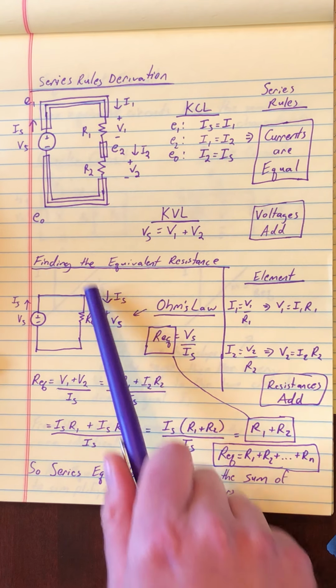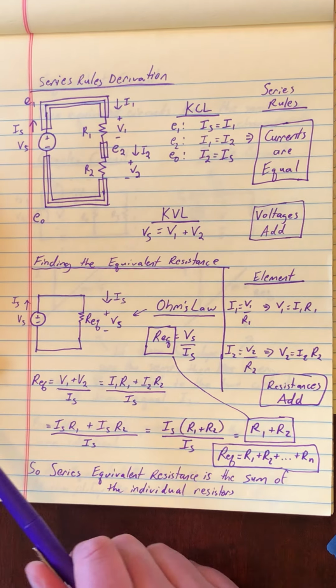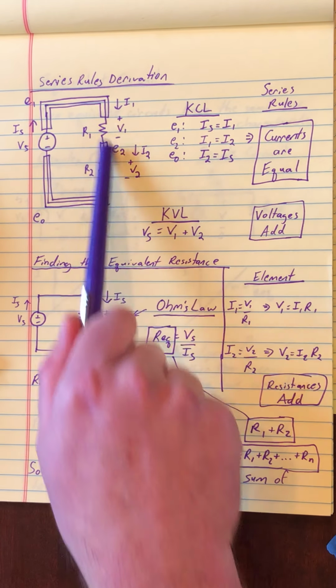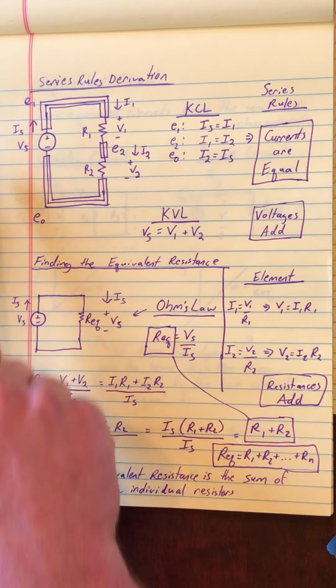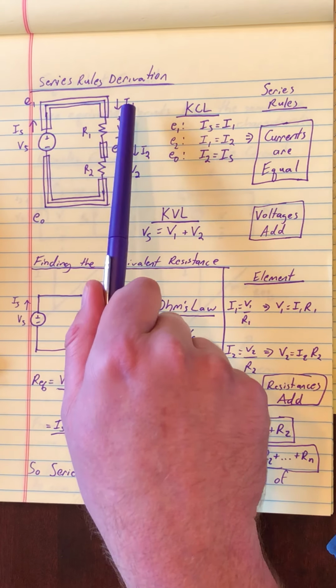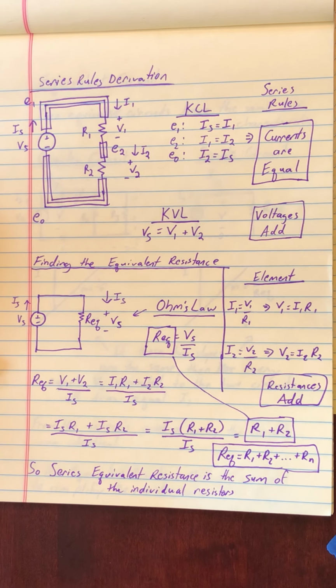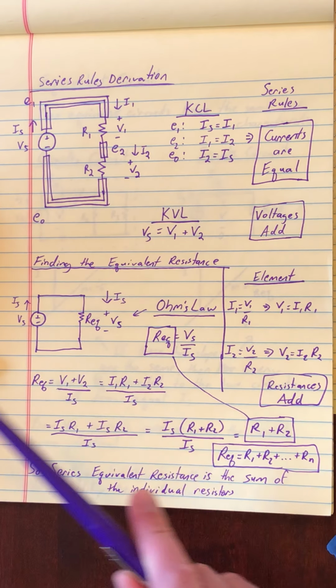So we say, well, what if we only had resistors that were in series? And here we have set this up. I've gone ahead and drawn and labeled the nodes E0 and E1, and then all the branch voltages and currents on there as well for R1, R2, and our source.